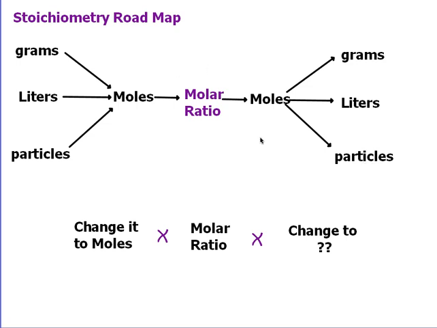Notice that the molar ratio is right there in the middle. Every time we're going to have to go through that molar ratio. You could start from any place over here, and you can end up at any place over here. How many steps you have to do depends on where you start and where you finish. So, here's the plan, and this is the process of stoichiometry. First, we need to change this to moles, whatever it is. Use that molar ratio, and then change it to whatever the problem is calling for. Let's try one.